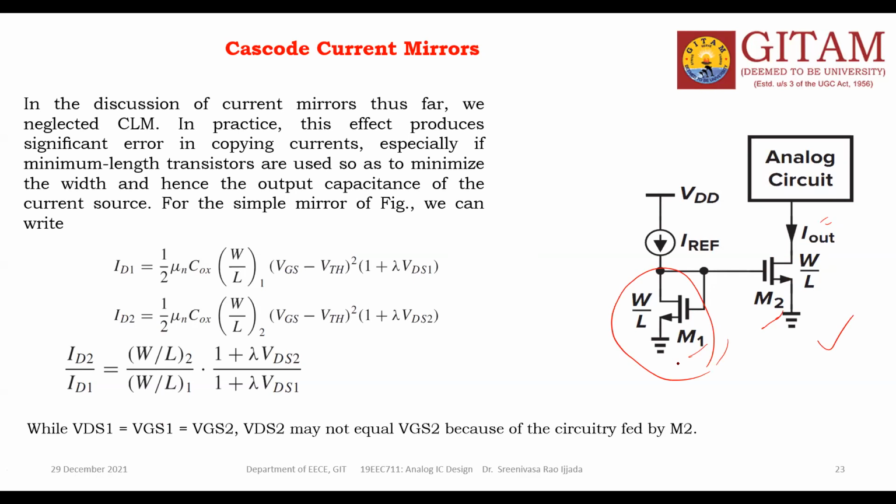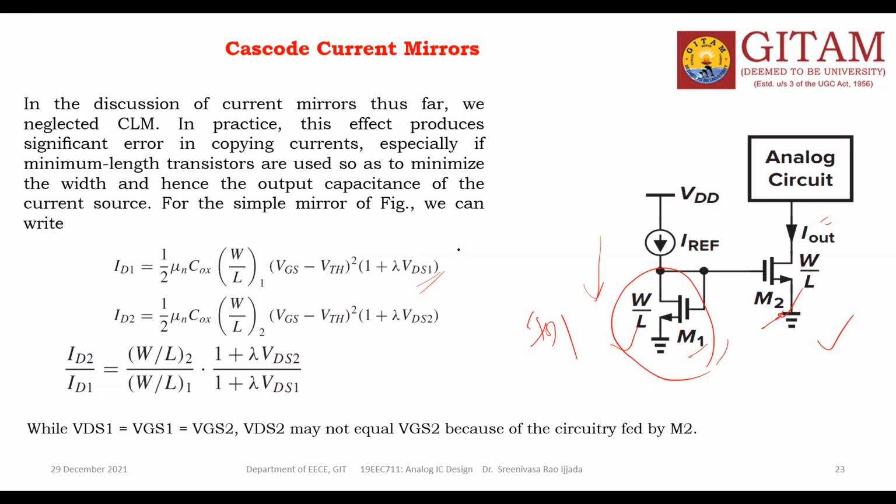Now we know the formula for the current of this device. Let us say this device current is ID1. You should be thinking that every device in the network is in saturation. So ID1 is equal to half of mu n Cox W by L of 1 times (VGS minus VT) squared, including the channel modulation, multiplied by (1 plus lambda VDS), VDS1 here.